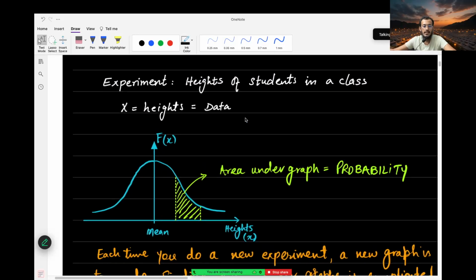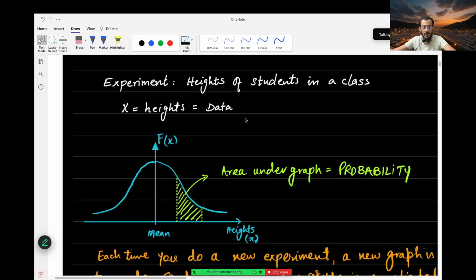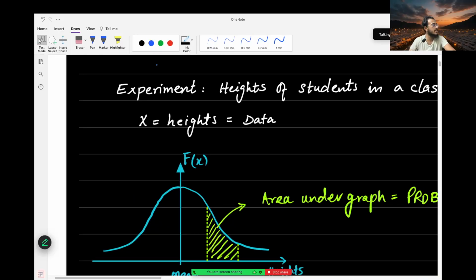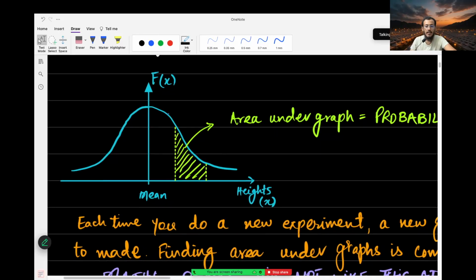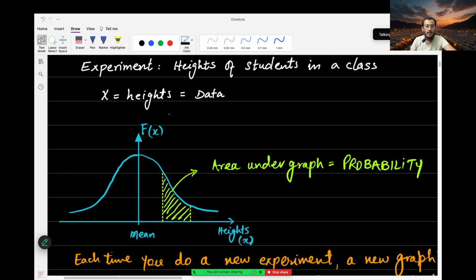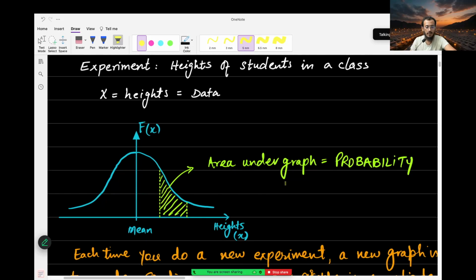All right, so we'll understand it using an example. Here is an experiment where we are trying to get the heights of students in a class. Okay, so let x represent the heights, which is the data, and so if you want to find the probability, we know that we check the area under the graph, right?